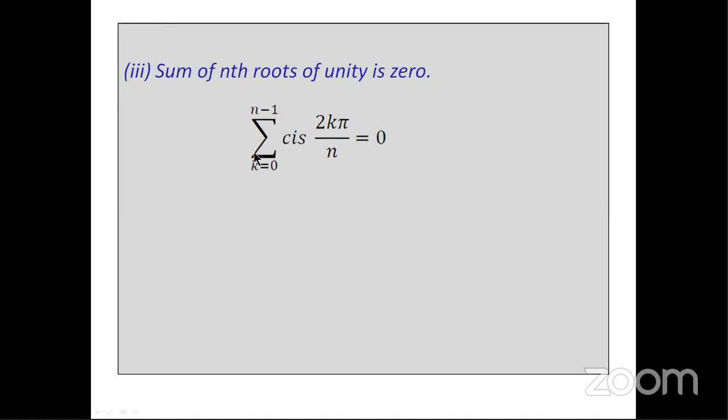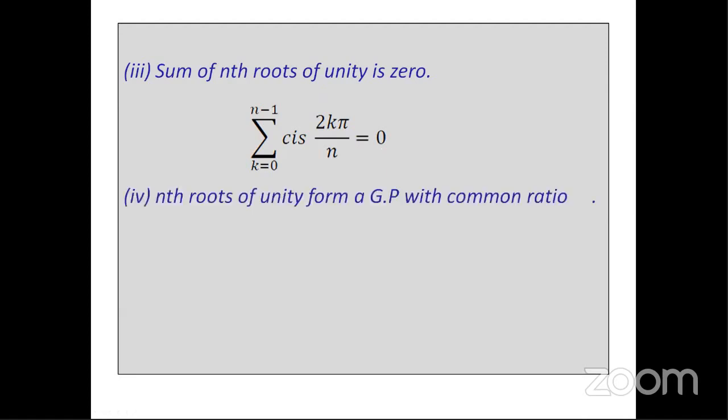This sigma stands for summation. What summation you are taking? Sum of all the terms which are of the form cis 2k pi by n. What is n? The nth root that you are taking for unity. What is k? K is the value which starts from 0 and ends with n minus 1. You are adding all the terms of this form by taking the value of k as 0 to n minus 1. When you add all that, the answer will be 0.